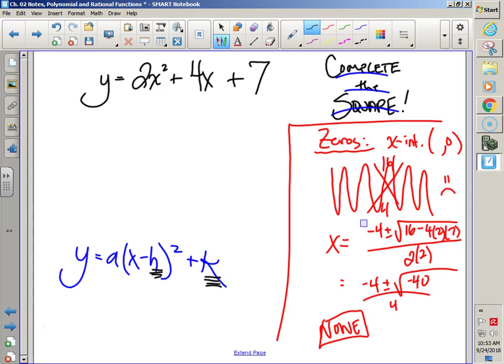But wait, we're not dealing with circles anymore. What are we dealing with? And how do I know it's a concave up, like a cup, parabola? Because the a is positive. What's the one important point of a parabola? It's not a center.